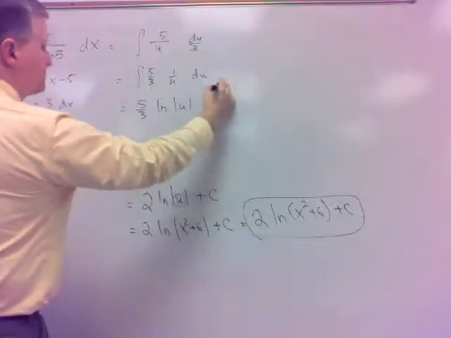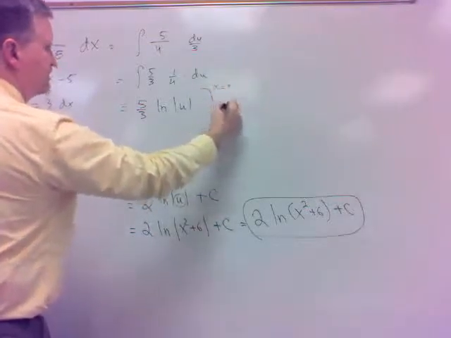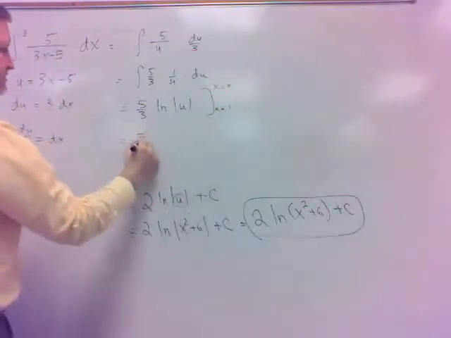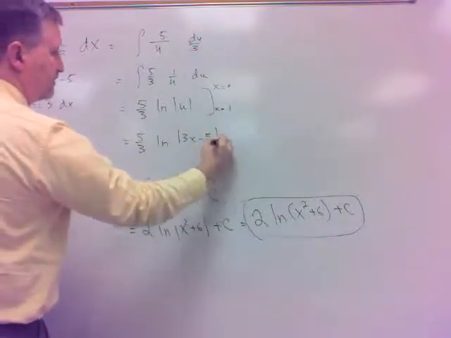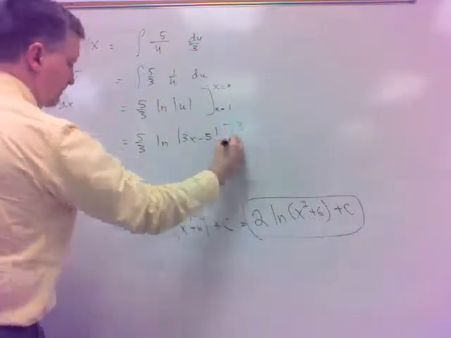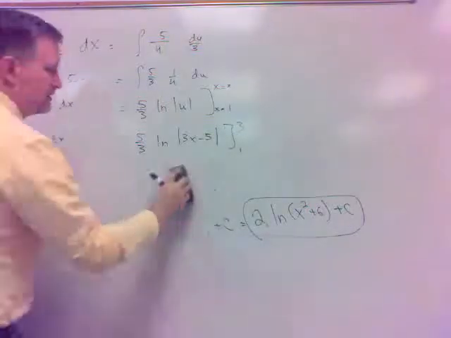Now I want to evaluate this one actually from x is 1 to 3, so go back to the x here. So it's 5/3 the ln of 3x minus 5 from 1 to 3. Is this okay?